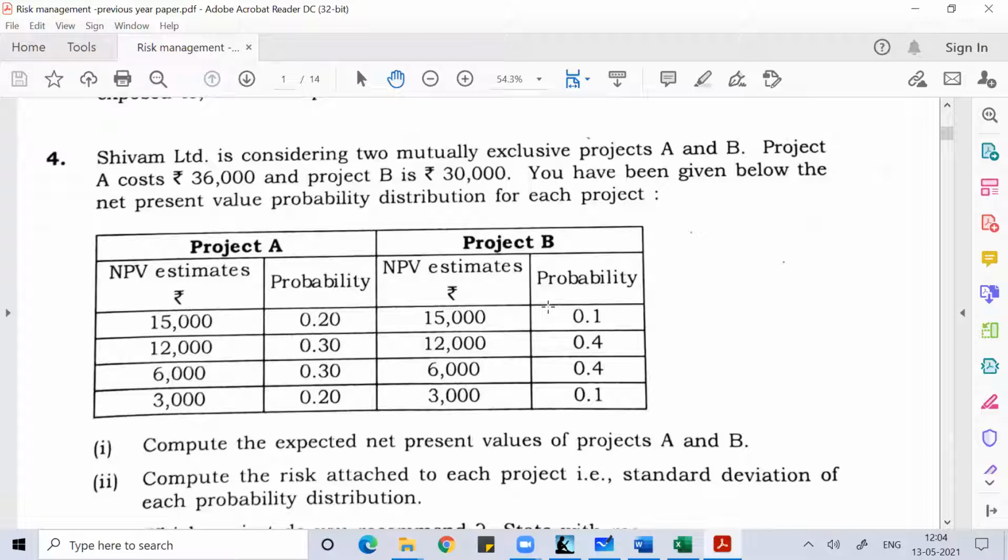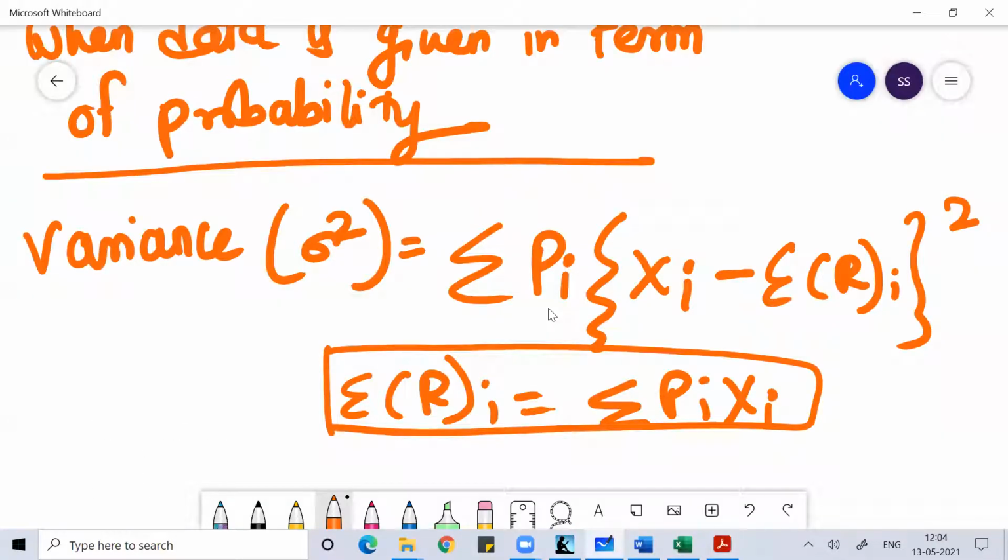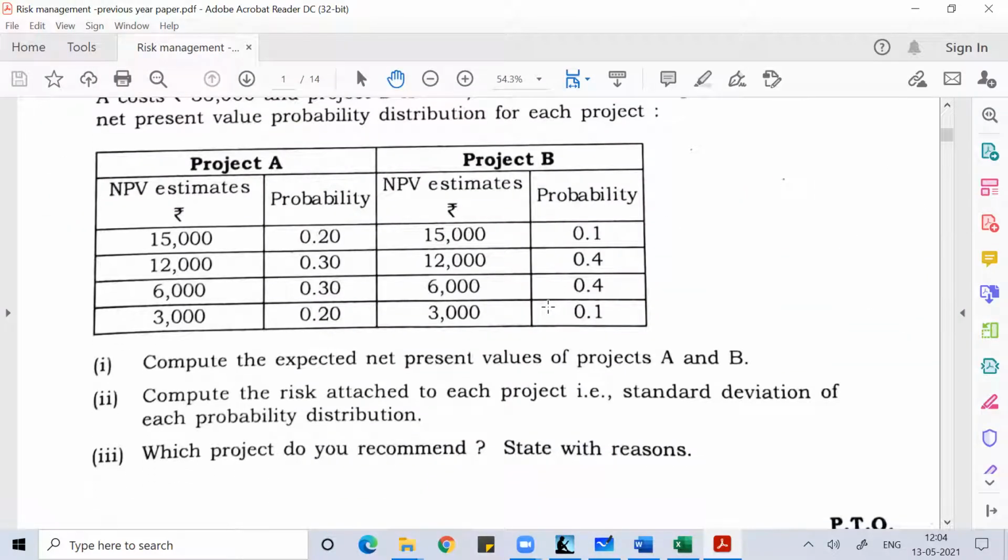Then compute the risk attached to each project, the standard deviation. So how will you calculate the standard deviation? I told you the formula. This is the formula of variance. You take the square root and you will get the standard deviation. Then which project will you recommend?